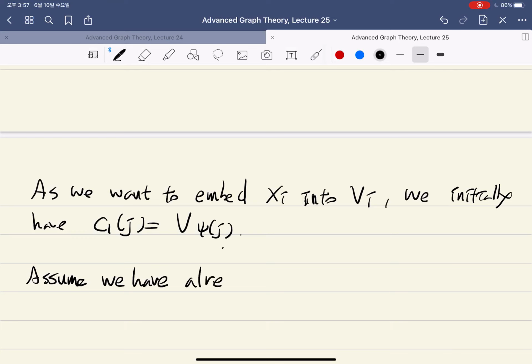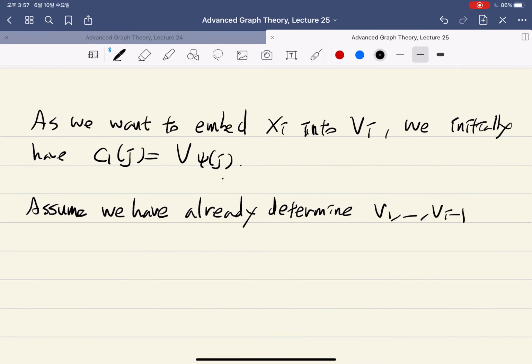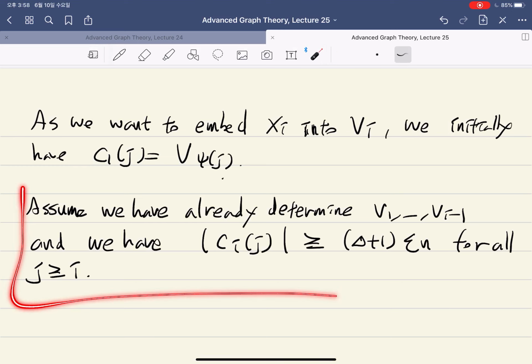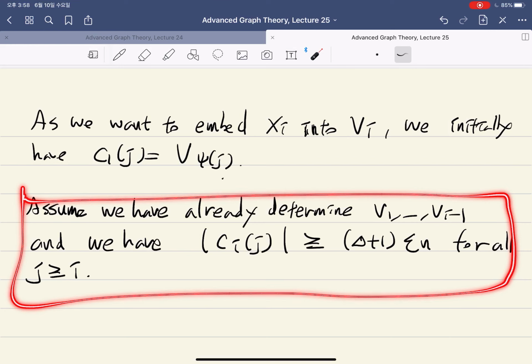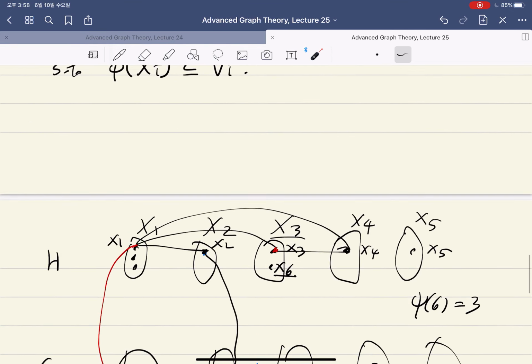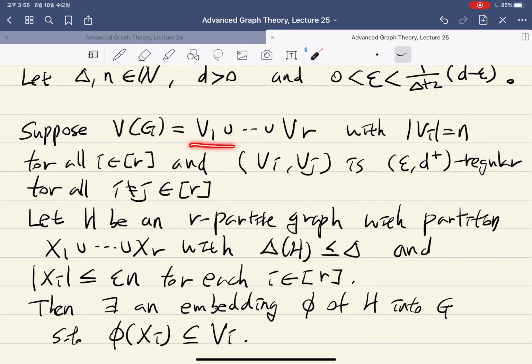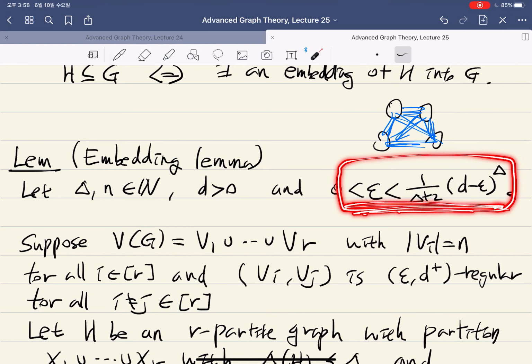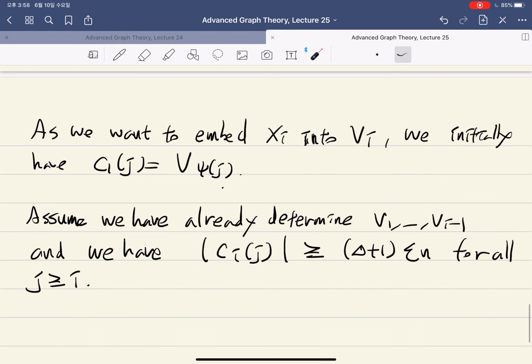Assume we have already determined P1 to Pi minus 1. And we have that Cij is at least delta plus 1 times epsilon n for all not yet embedded vertices xj. This assumption is true when i is 1. When i is 1, for all j, each candidate set has size at least n, and delta plus 1 times epsilon times n is smaller than n. So initially this holds.